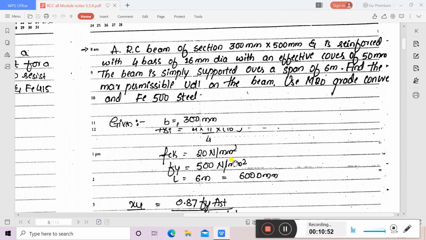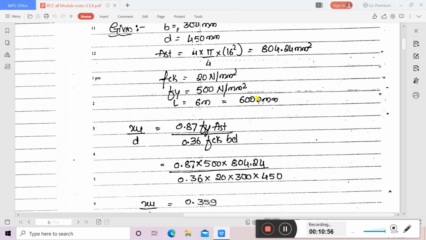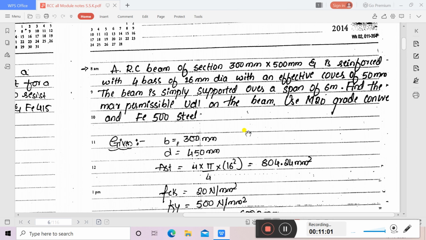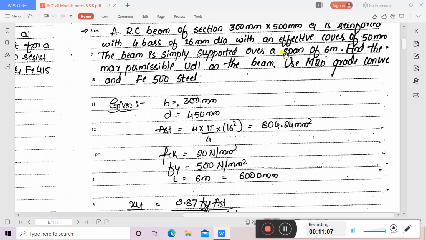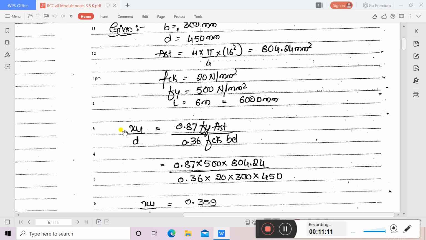First, I don't know the other values, but I know the value of AST. Easily I can find out whether it is under reinforced or over reinforced. When you compare xu and xu max, or Mu and Mu limit, you don't know the value of Mu, so it is quite difficult to compare. Now I'll be finding based on xu and xu max. You know the value of fy, you know the value of AST, fck is there, b and d.